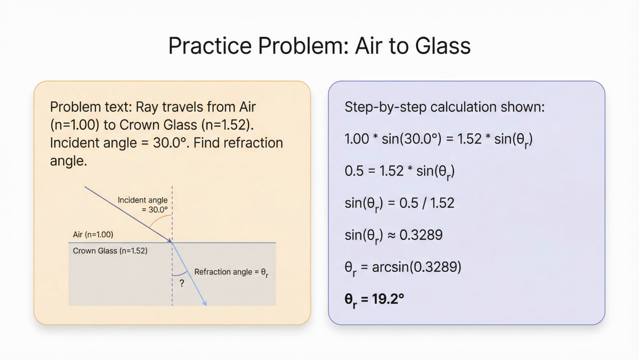Let's crunch some numbers. Say we have light going from air into crown glass at 30 degrees. We plug our knowns into Snell's law. Air is about 1, glass is 1.52. We do the algebra, take the inverse sine, and we get 19.2 degrees. Notice it's smaller than 30 degrees? That confirms it bent toward the normal.